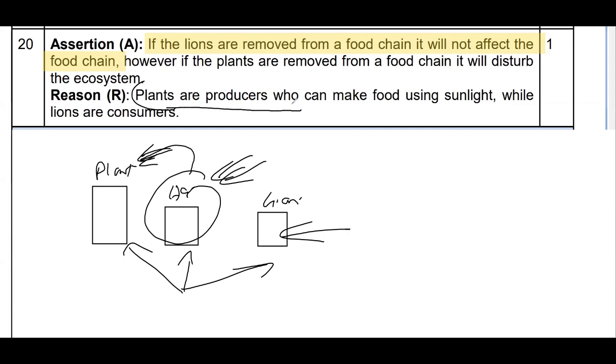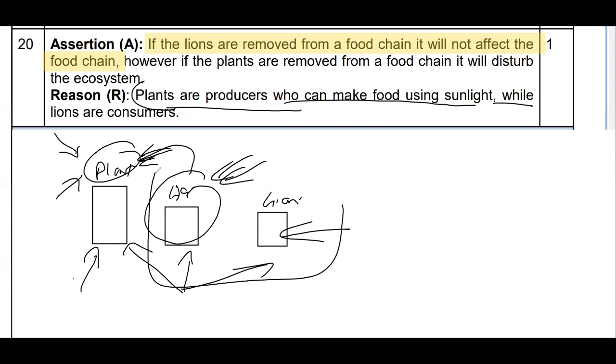The plants are producers who make food using sunlight. That's correct. Plants take the sunlight, they take carbon dioxide from the atmosphere, water from the soil, and make the food. Well, the lions are consumers, yeah. Except for all green plants, or some bacteria that can do photosynthesis, all others are called consumers, including herbivores, carnivores, right? And maybe others, I think we'll keep it till here.